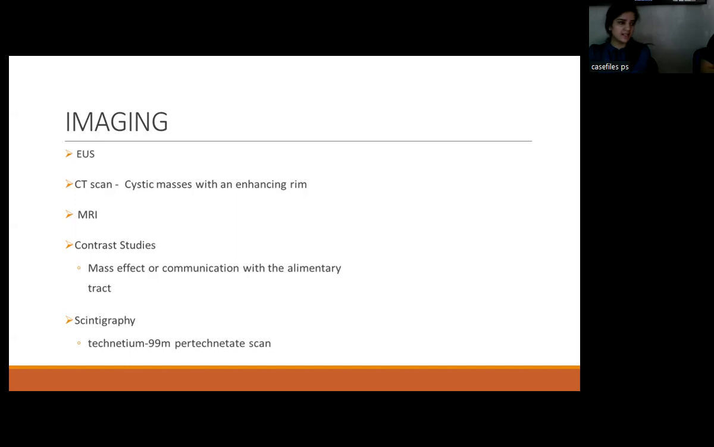Contrast studies are less helpful. However, they can tell us about the mass effect or the communication with the alimentary tract if present. Nuclear scintigraphy is helpful in patients who present with abdominal pain and melena along with anemia. Patients who have Meckel's diverticulum can be confused with a duplication cyst. In such cases, a duplication cyst has to be considered as a second differential, and a technetium-99 pertechnetate scan has to be done so that it can tell us about the ectopic gastric mucosa that is present.